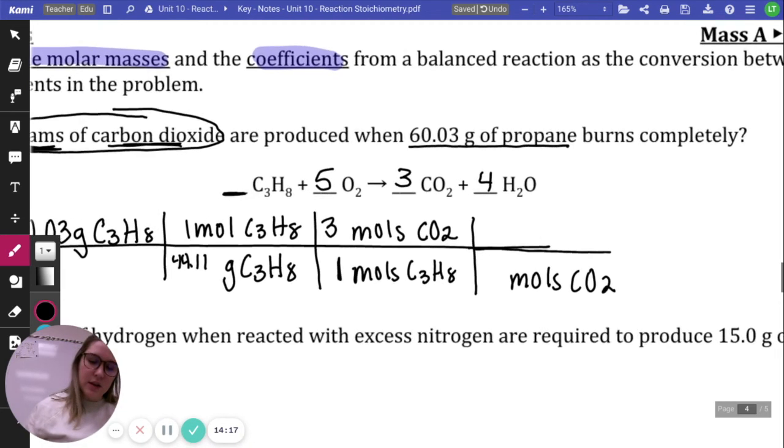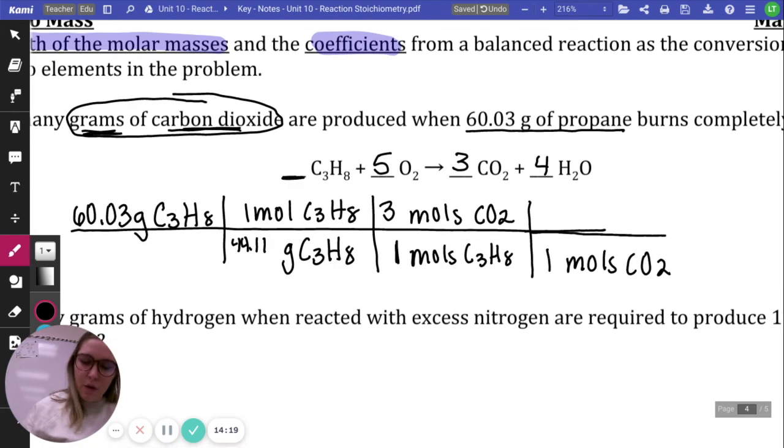So then we'll use that to convert our last one. So for every 1 mole of CO2, it weighs 44.01 grams of carbon dioxide. All right, grams of carbon dioxide is what we want. So now we can solve.